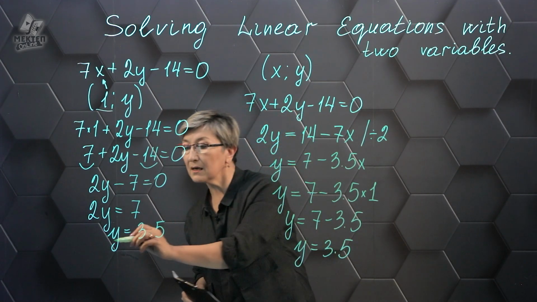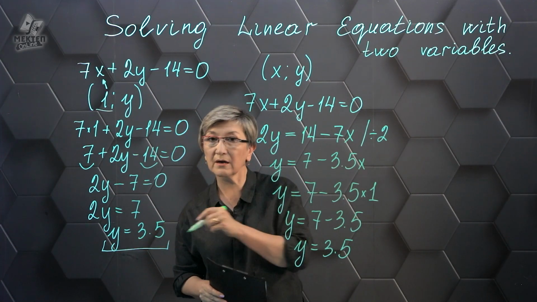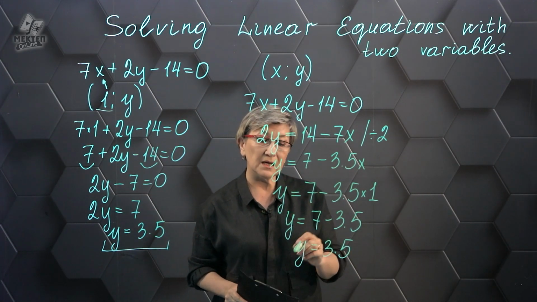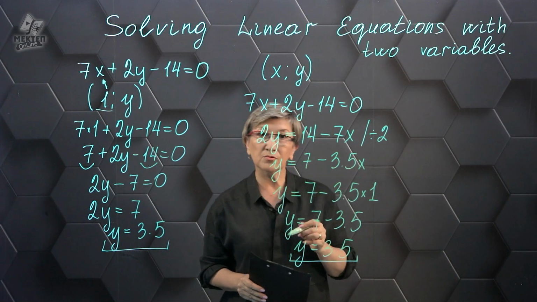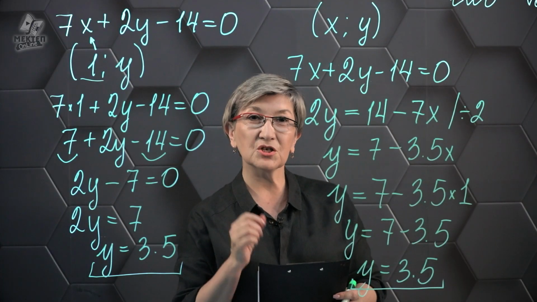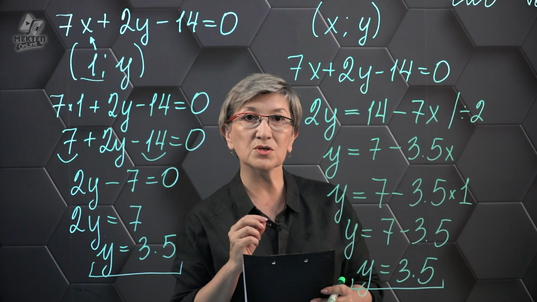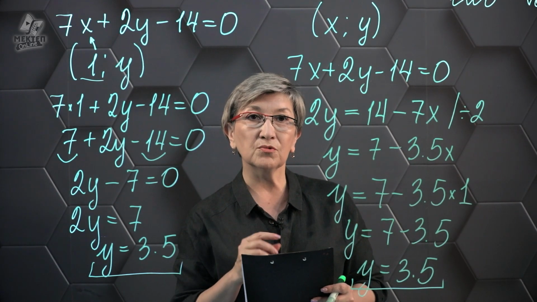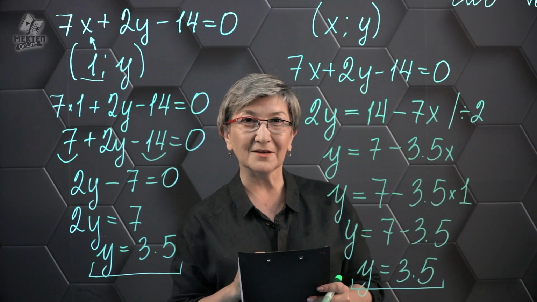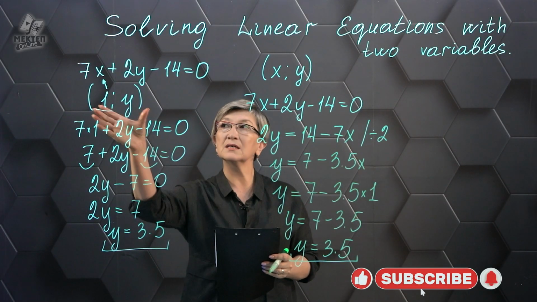Now notice, using the first method, we got y equal to 3.5, and in the second, we also got y equal to 3.5. When solving equations with two variables, you can use any method you want, the one that is most convenient for you. In the next lesson, we will solve another equation where we will be given a pair of numbers.